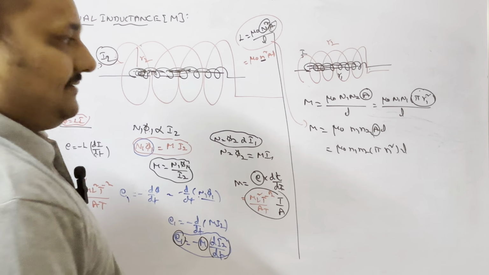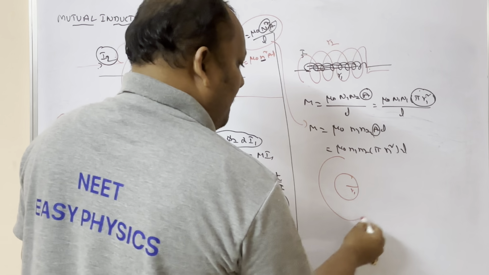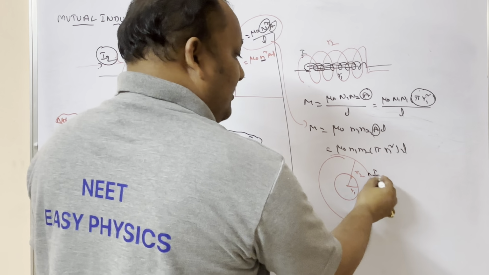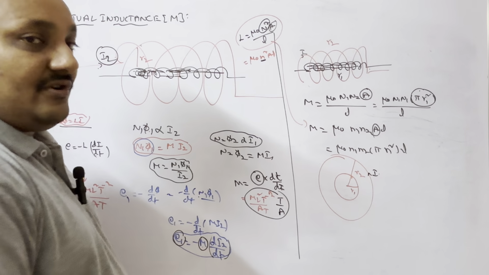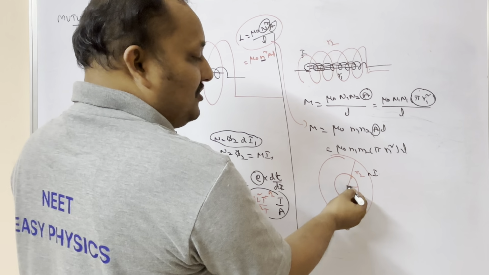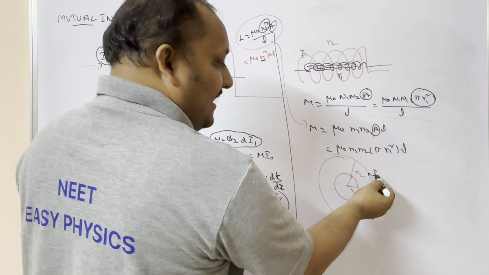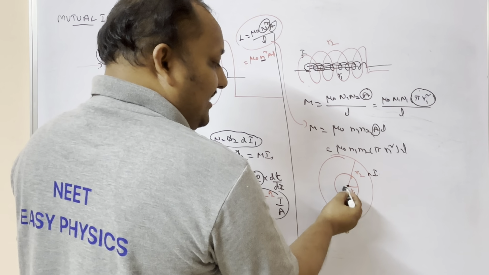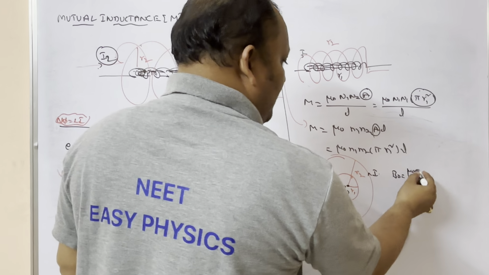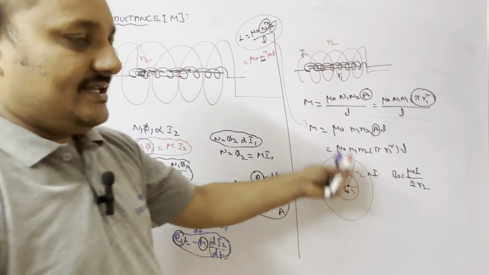Directly we are writing. Next, if you are taking coils like this, this is R1, this is R2. If current is passing in this coil, which coil? Secondary coil, which is having radius R2. Now, what is the mutual inductance between these two? They are going to ask. At the time, whenever current I is passing, what is the magnetic field at the center of this coil? Means B naught is equal to mu naught I by 2 R2. That is the magnetic field due to the secondary coil.